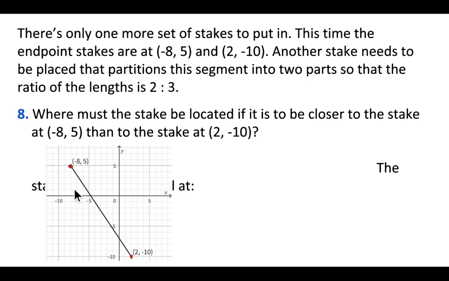There we go. And then another stake needs to be placed that partitions it into a ratio of 2 to 3. So my thought is like 2 triangles on one side, 3 triangles on the other. See if we can get that to work, because that's what makes the most sense to me. The stake needs to be closer to the stake at the top. So we need it to be 2 triangles away from that one, 3 triangles away from the other. Fingers crossed. Let's hope it works out.